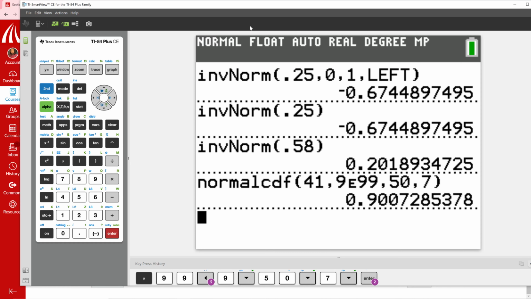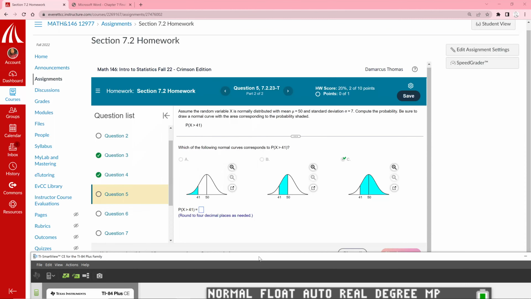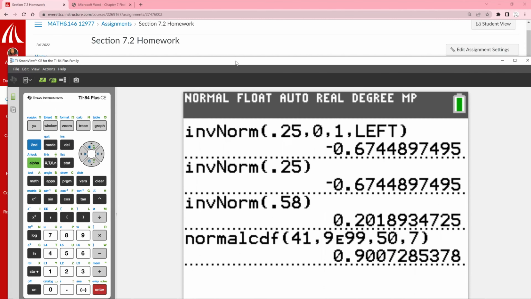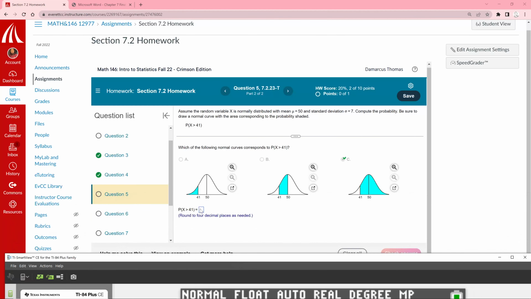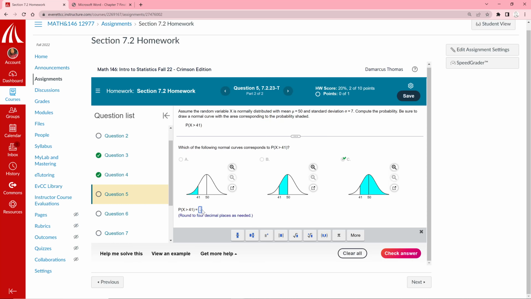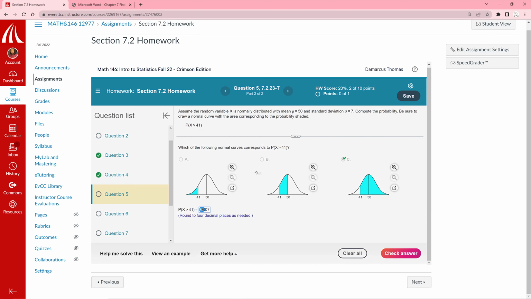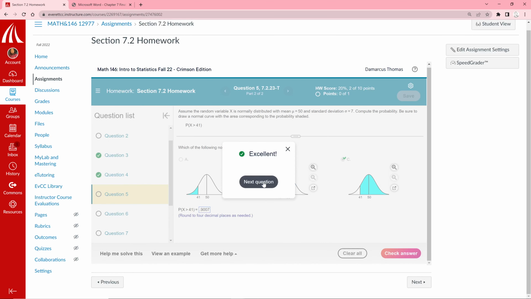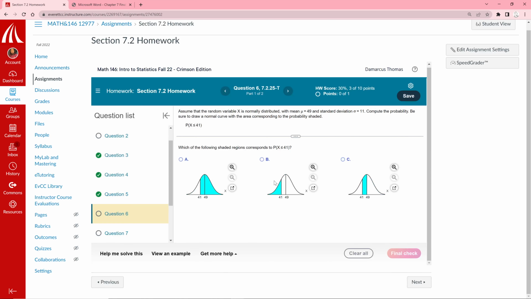Point 90. They want 4 decimal places, so 9007. And again, StatCrunch would have been able to do this. You'd simply go back into StatCrunch.